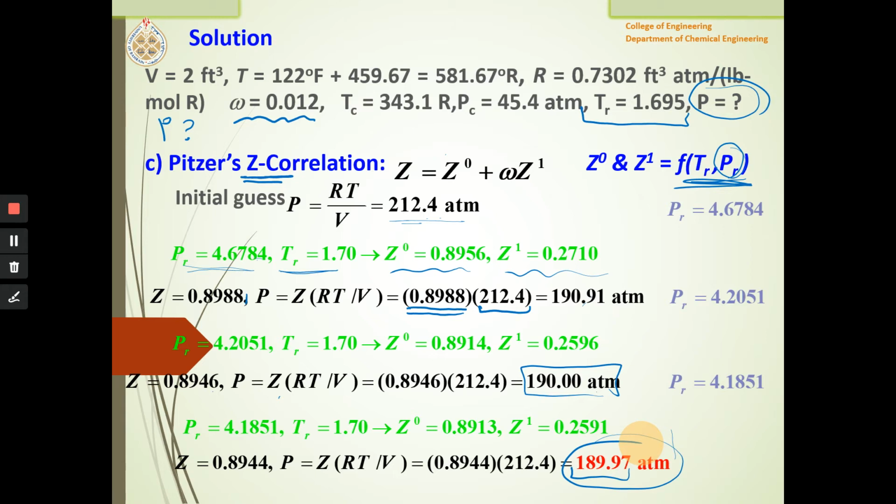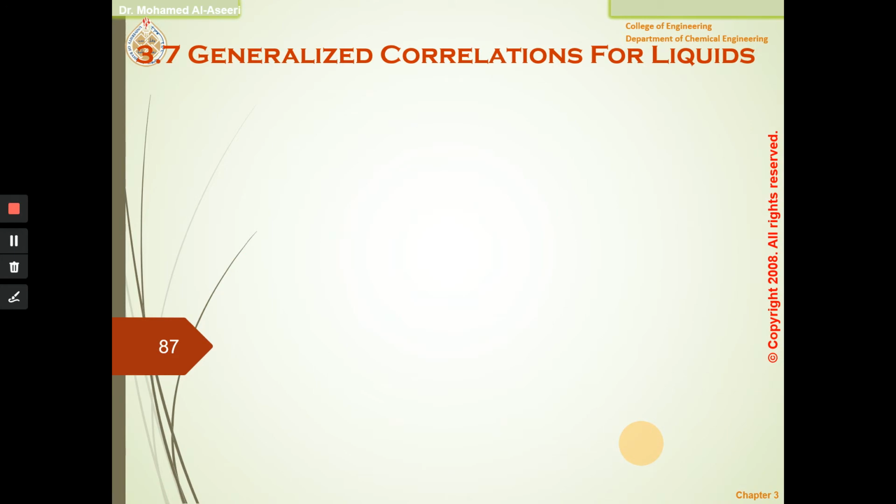Okay, so this is how you have to do it. And then I will repeat again. The Z0 and Z1 iteration, I will show you later on how to do the interpolation itself there, in another question.